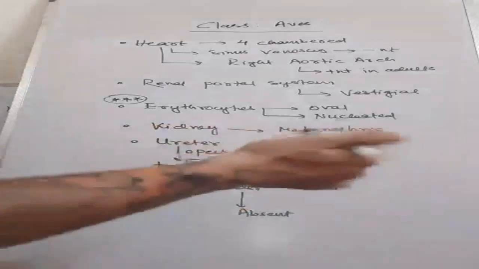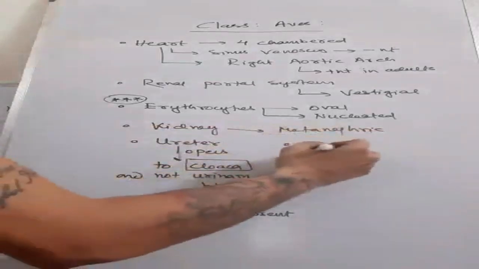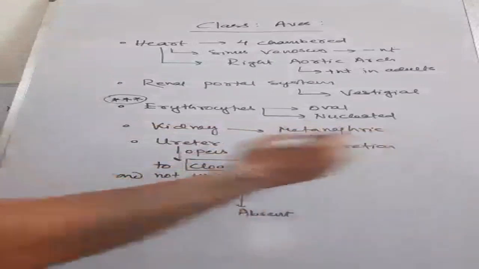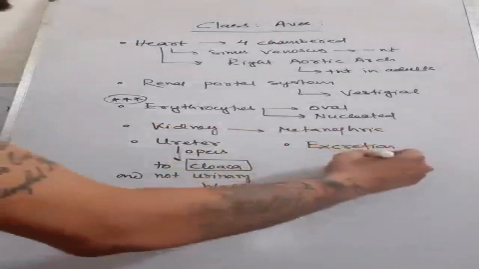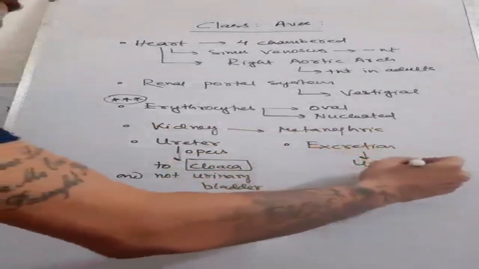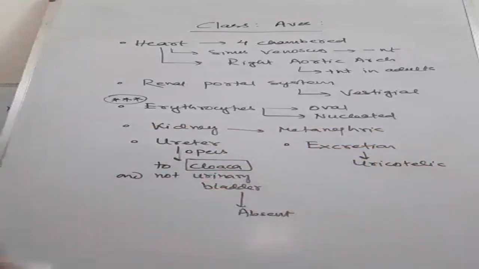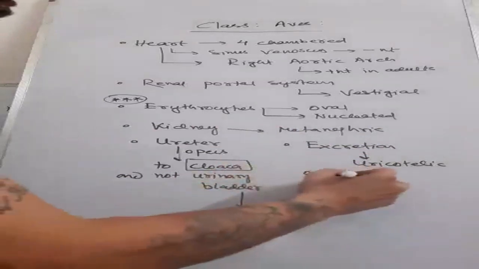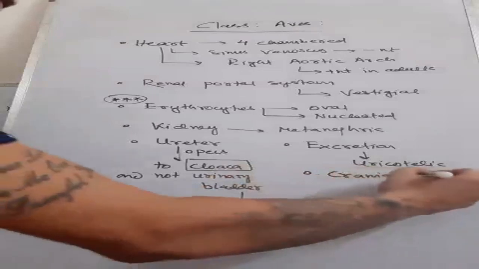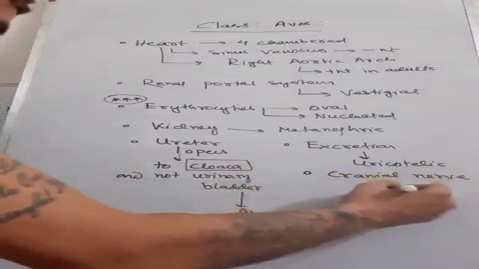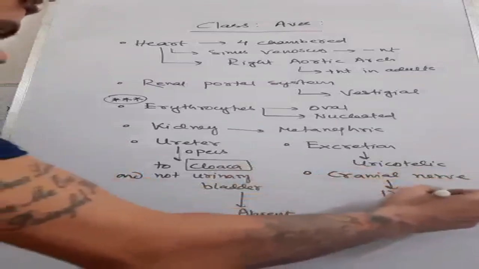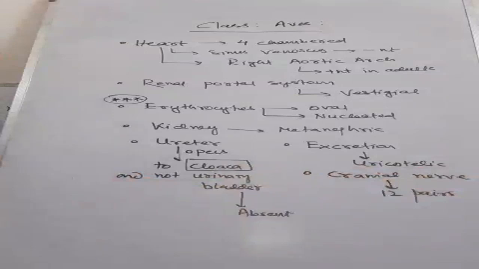Now the excretion, when we talk about it, what is the main excretory product of aves? It is uricotelic. That means it is having uric acid. Uric acid is the main excretory product. The cranial nerves: we have already got cranial nerves reaching up to 12 pairs, so it is not going to come down till we reach mammals. So there are 12 pairs of cranial nerves.